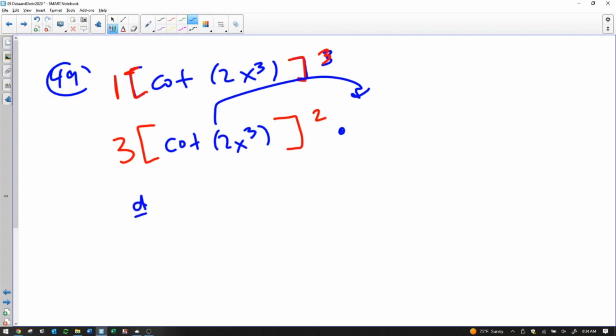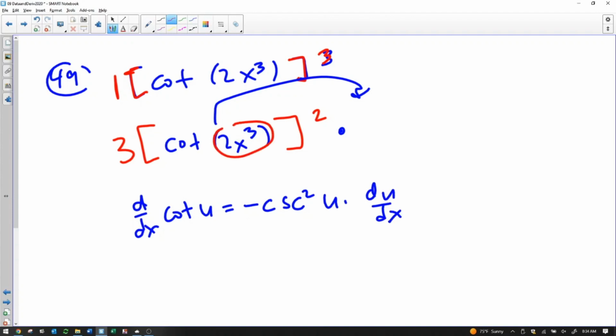So the derivative, and you've memorized this, the derivative of cotangent u is negative cosecant squared u times du dx. So here, my u is 2x cubed. So this will be 2x cubed, this will be 2x cubed, and the derivative of 2x cubed is 6x squared. So I'm going to copy this answer down here. This will be negative cosecant squared 2x cubed times 6x squared.